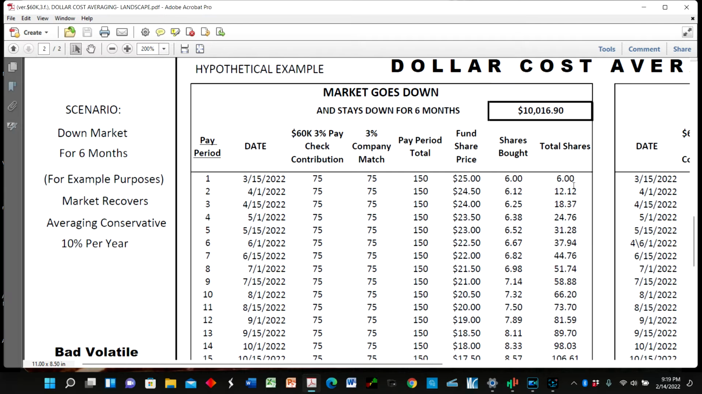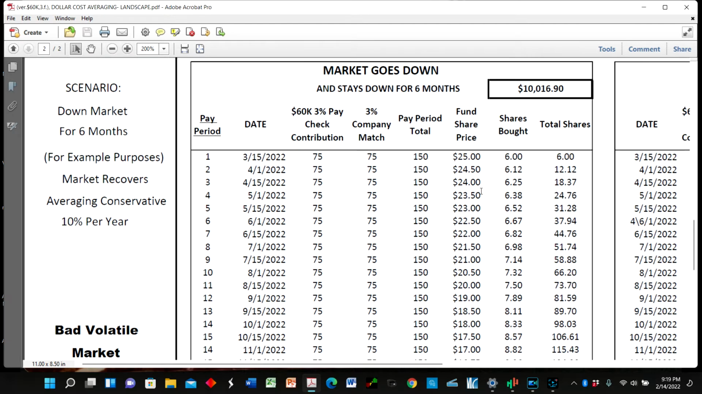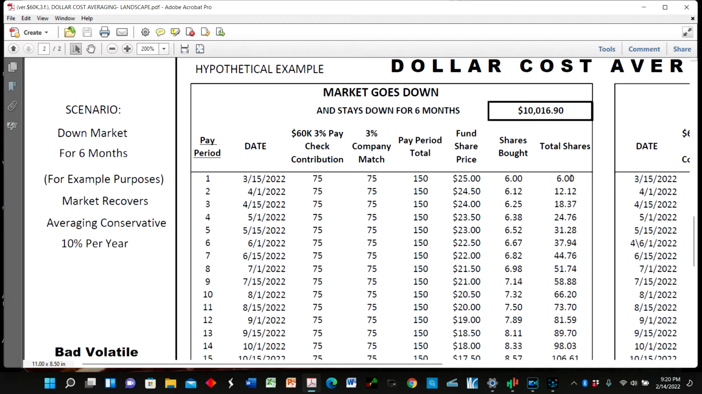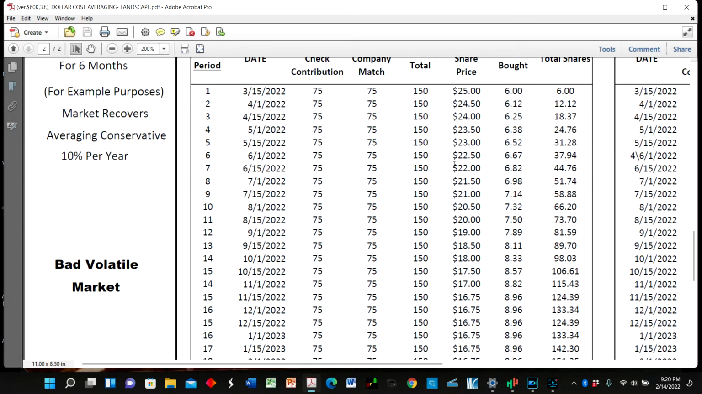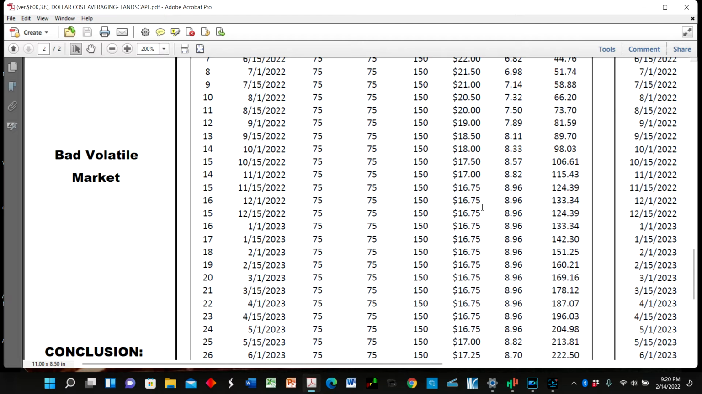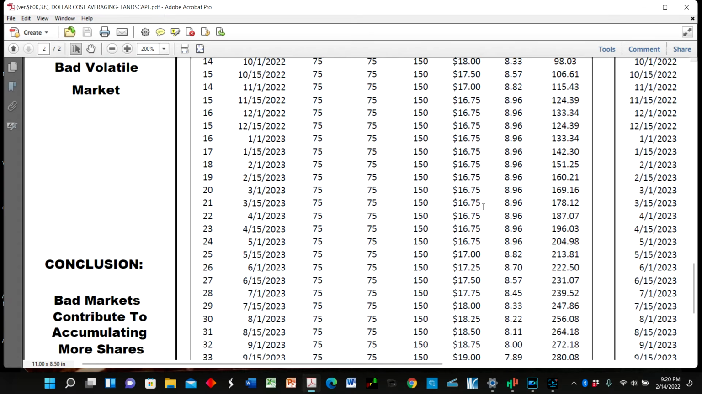Okay, so then in this case, the market starts to go down, as you can see. Now, these are total shares being accumulated along the way. So we're adding the 6 shares, plus they got 6.12 shares, for a total of 12 shares. So then it goes down. You can see the share price as it falls, and it falls down to about $16.75, and it stays down for about 6 months. But you keep plowing money in.